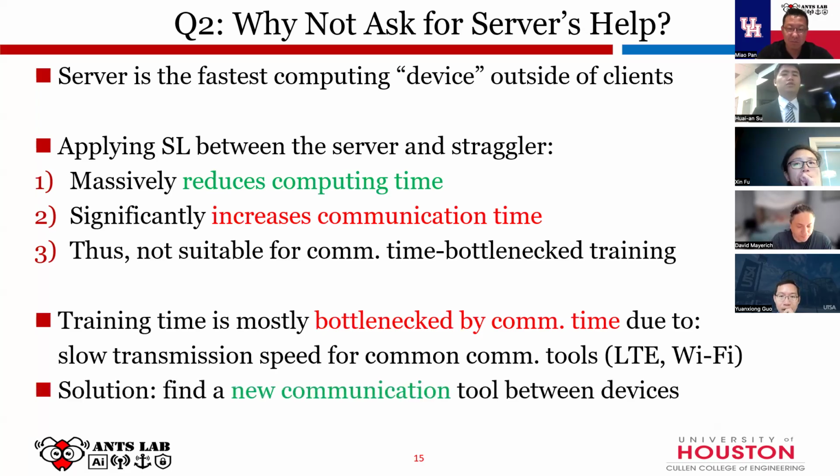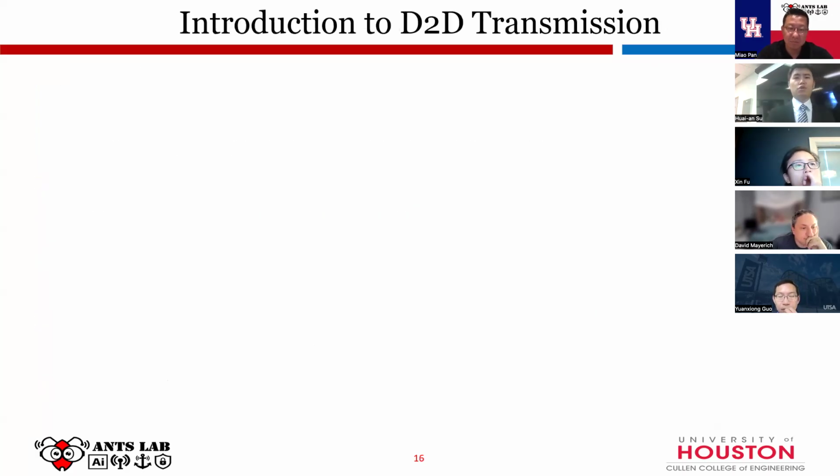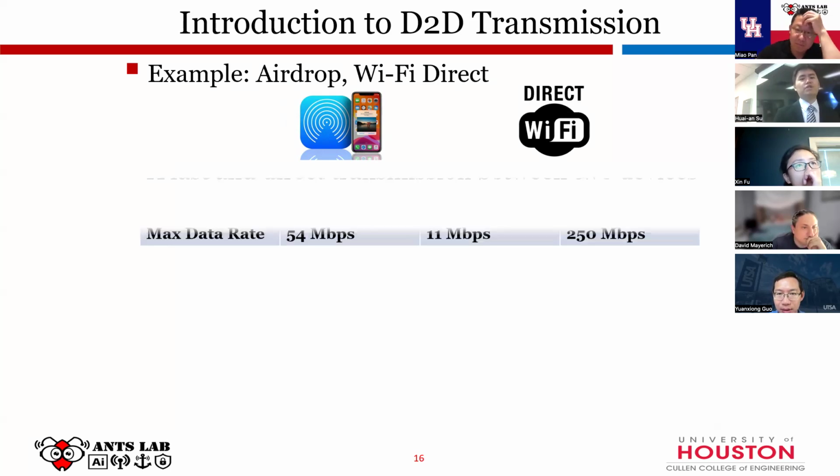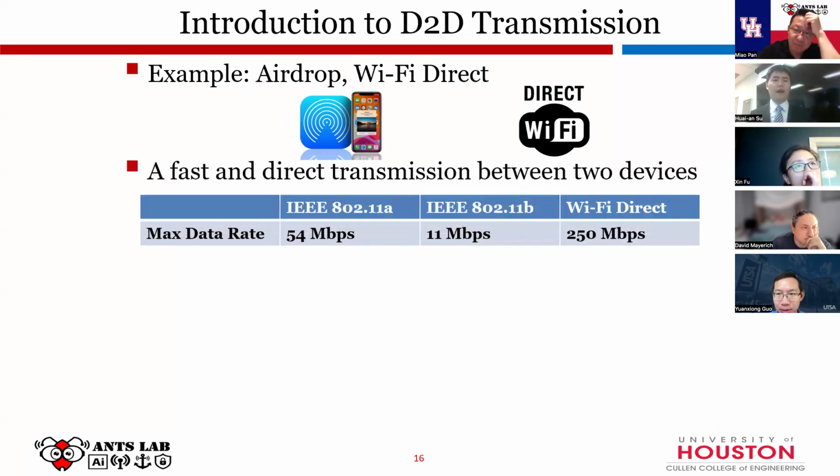So our solution is we try to find a new communication tool between the devices. With that said, I will introduce the D2D transmission, known as the device-to-device transmission. Some examples, for example, AirDrop or Wi-Fi Direct, are part of this category. The concept of D2D transmission is a relatively fast and direct transmission between two devices.